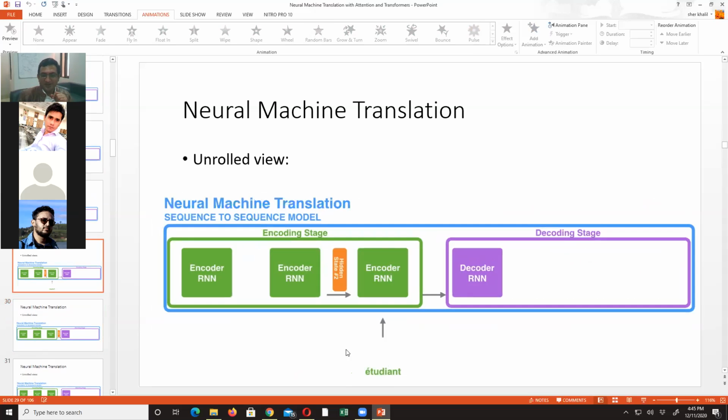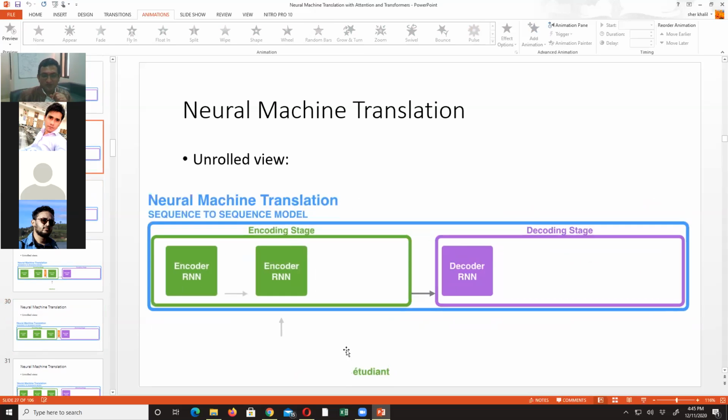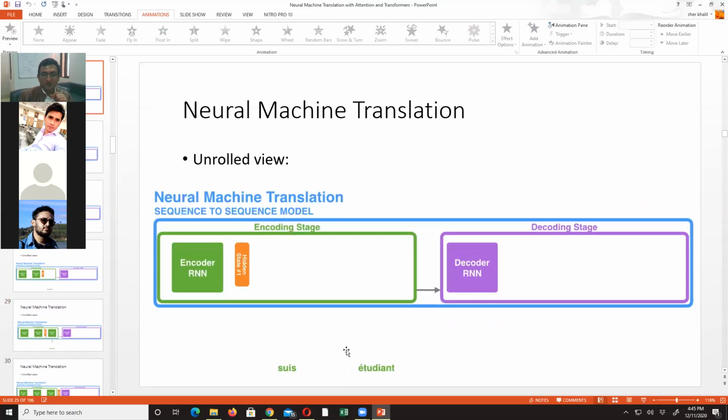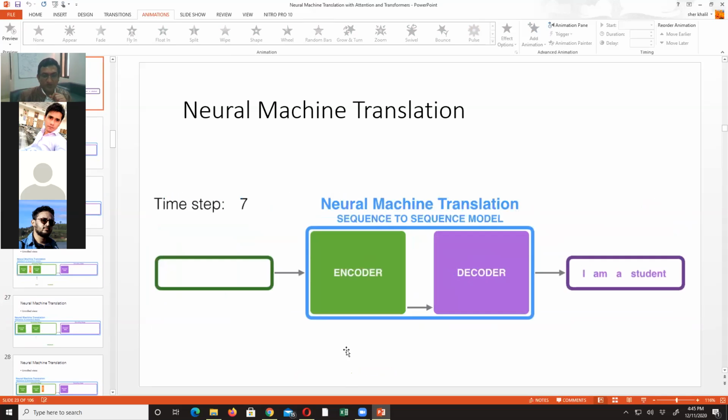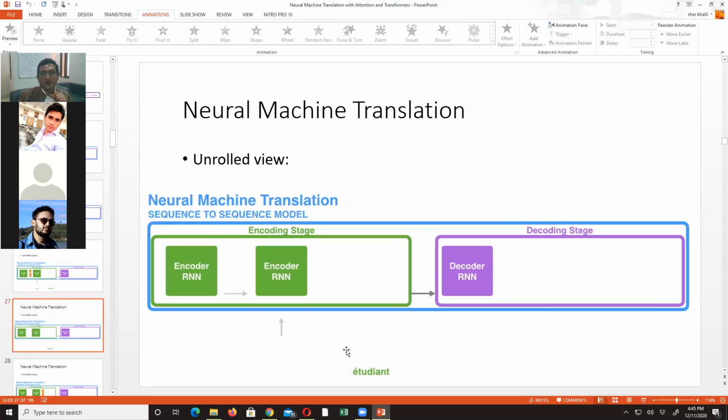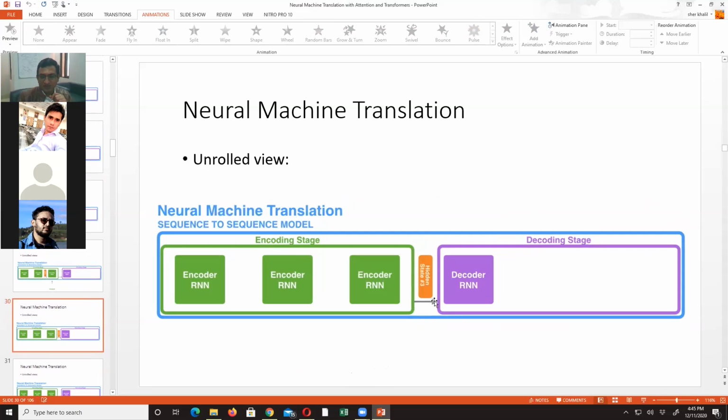Hidden state 2 has information of hidden state 1, and hidden state 1 has information of hidden state 0. So that is the reason why, at the end of the day, when you send this context vector, you are not sending only one vector, you are sending the whole representation of the input sequence. So from that input sequence, this decoder is able to recover the corresponding English translation.